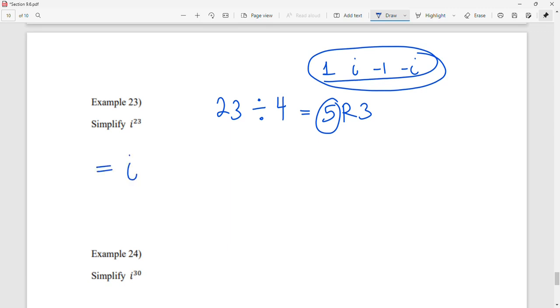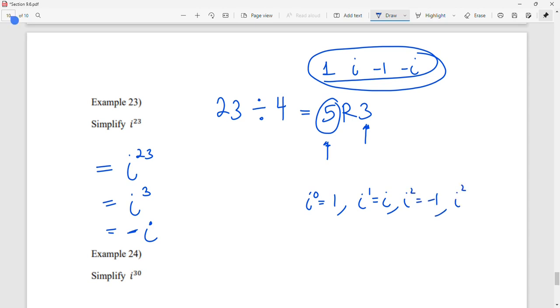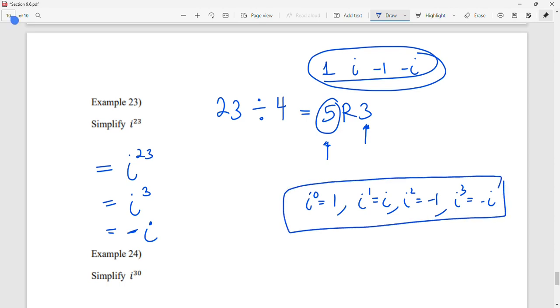So we can write i to the 23 as equivalent to i to the third power. This 5 just tells me it repeats this cycle 5 times around, and we're going to have our final exponent as i cubed. What's i cubed? Well, i cubed, according to our chart, is negative i. So we only need to remember i to the 0, which is 1, i to the first, which is i, i squared is negative 1, and i cubed is negative i. If we can remember just these 4, then we'll be able to do each of these exponents with i.